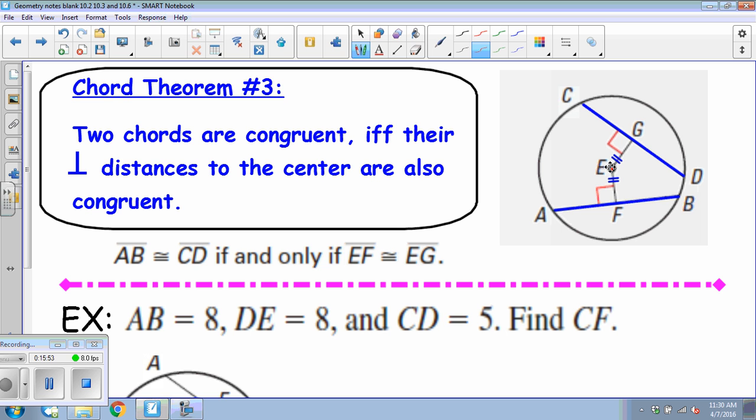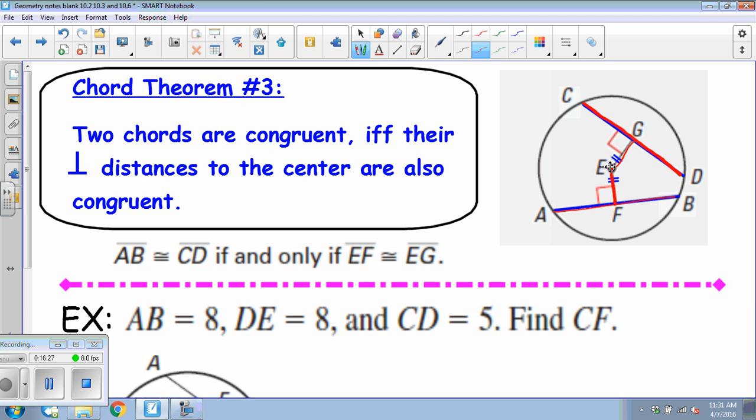So from the center to this chord, if you drop down perpendicular, if these two chords are the same, then these distances will also be the same. The distance from the center to that chord at a 90-degree angle. And that works the other way, right? If the distances are the same, then the chords are also congruent. So this chord will be congruent to that chord if these distances are the same.